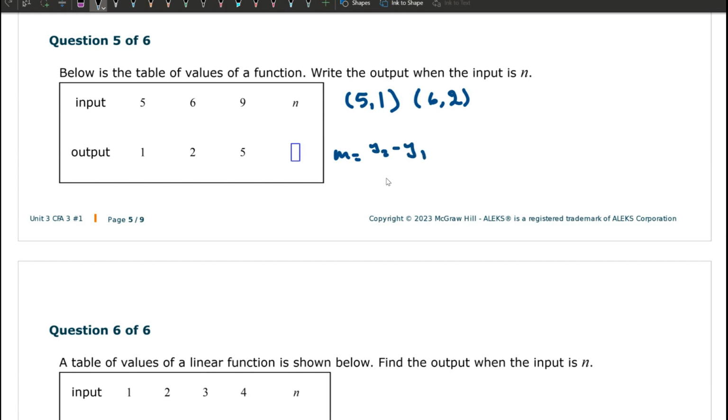y2 minus y1 over x2 minus x1, which is 2 minus 1 over 6 minus 5. 2 minus 1 is 1, and 6 minus 5 is also 1. So the slope is 1. Now what you're going to do is find the b, the y-intercept.